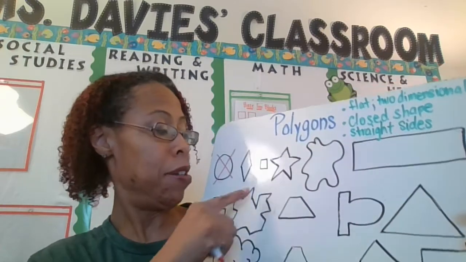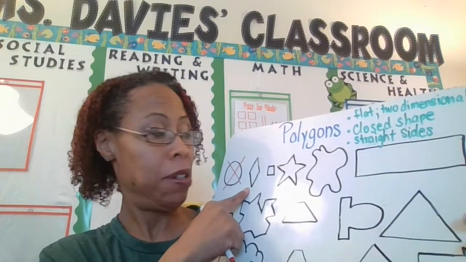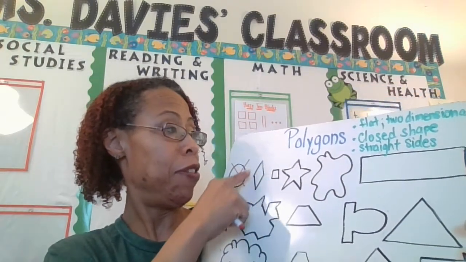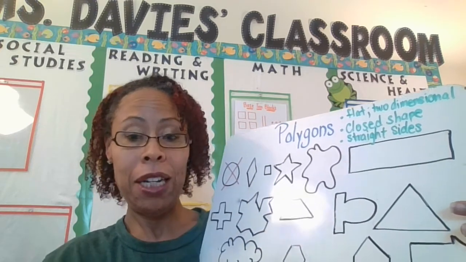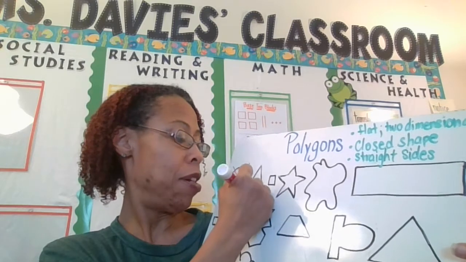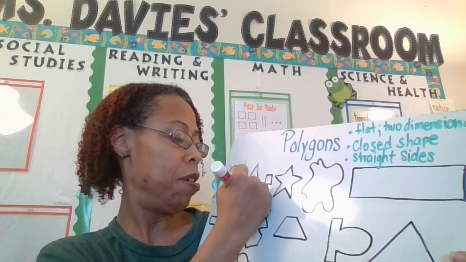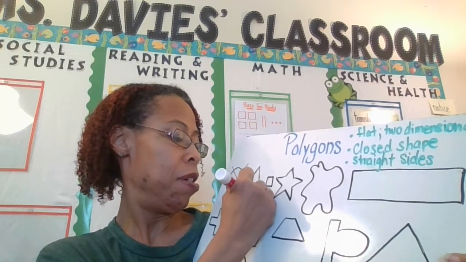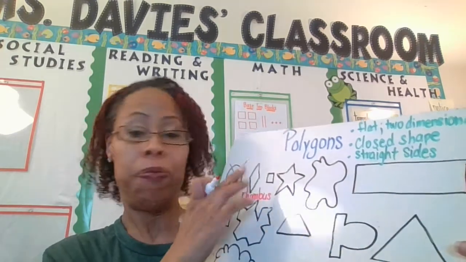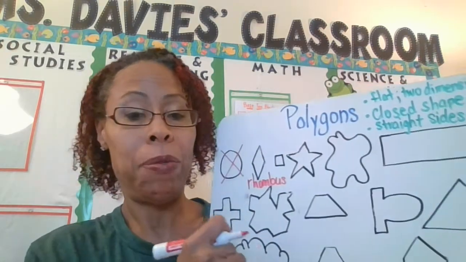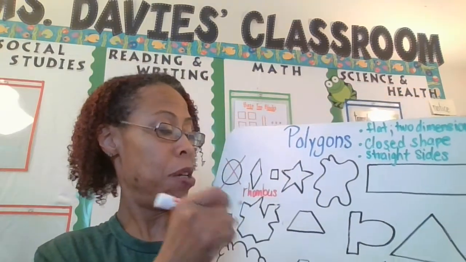All right, let's look at this next one, this rhombus. All right, is it flat? Is it two-dimensional? Is it a closed shape? Does it have straight lines? Ding, ding, ding, ding, ding. This is called a rhombus. And it is a polygon. Now, there are other names for this shape, but we'll come back to them.